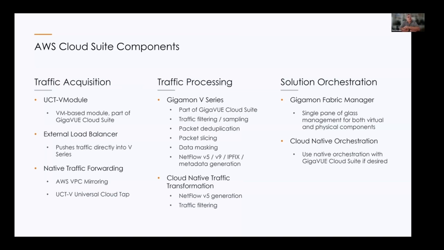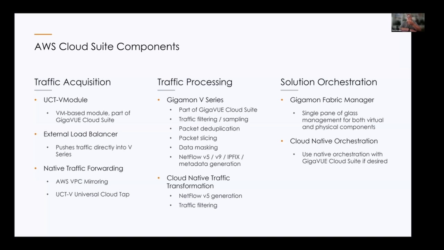So let's quickly talk about the Cloud Suite in general. There's 2 methods of traffic acquisition. We have what we call a module base, where we have a lightweight agent that's installed on workloads. And then we also have native traffic forwarding utilizing AWS VPC mirroring.